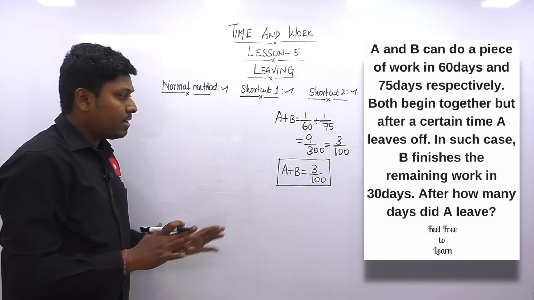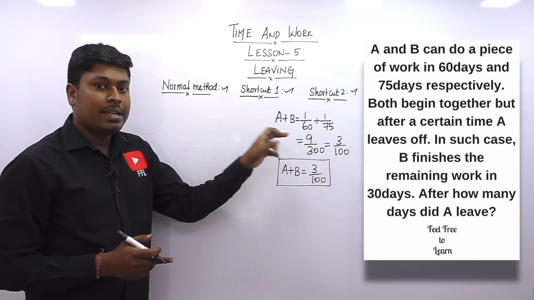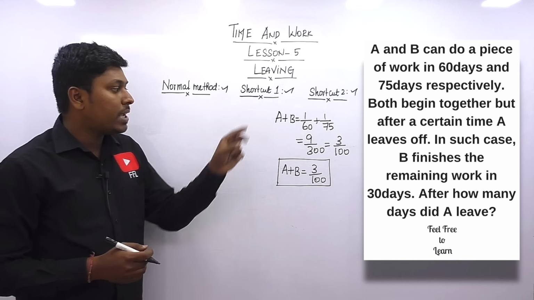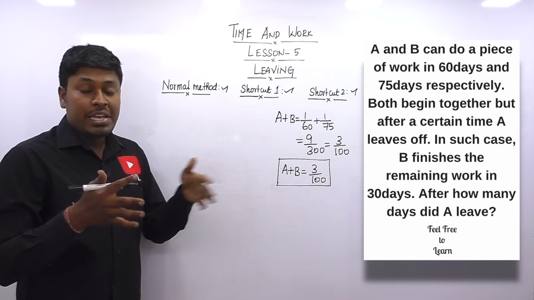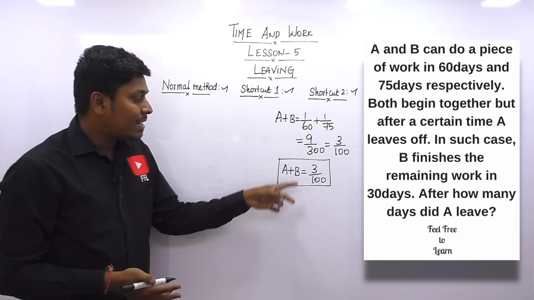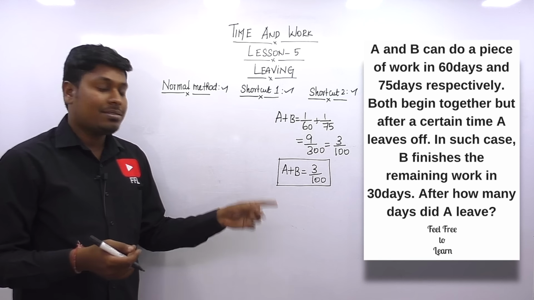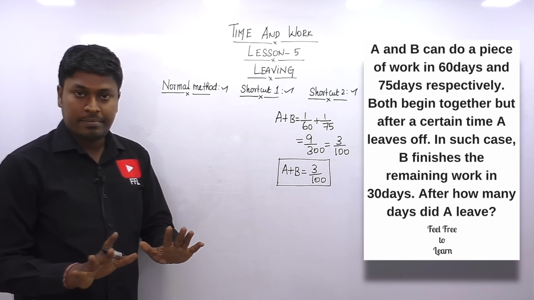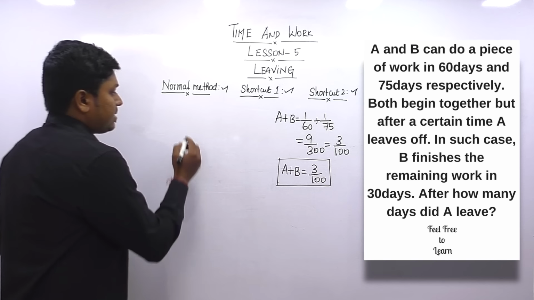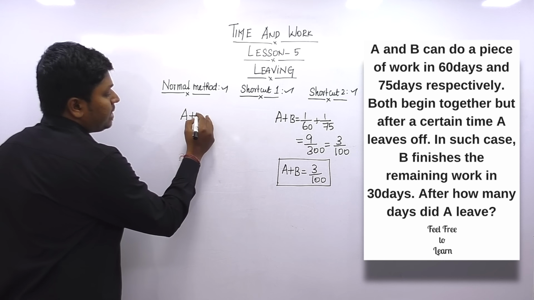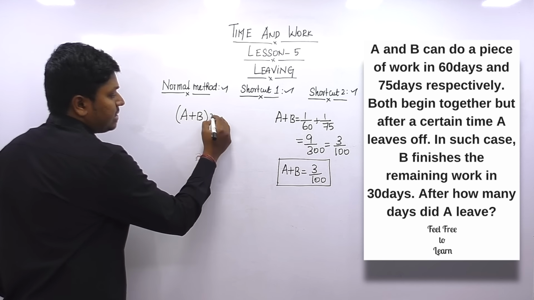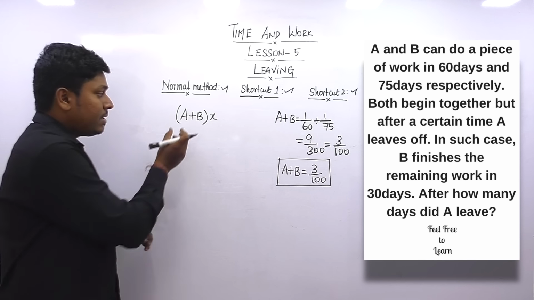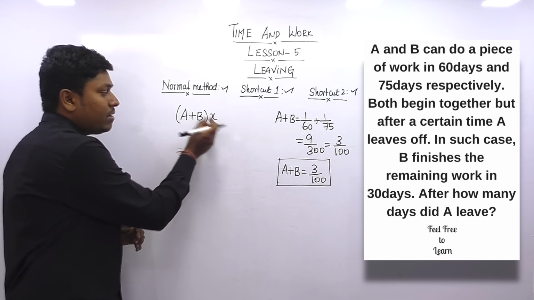Friends, got the logic? A alone can complete a piece of job in 60, B alone can complete a piece of job in 75. If both of them work together, their one day work will be 3 by 100. Got it? So next step is, we don't know how many days A and B have worked initially, which is X. Listen carefully. We don't know how many days both of them worked, which is X.